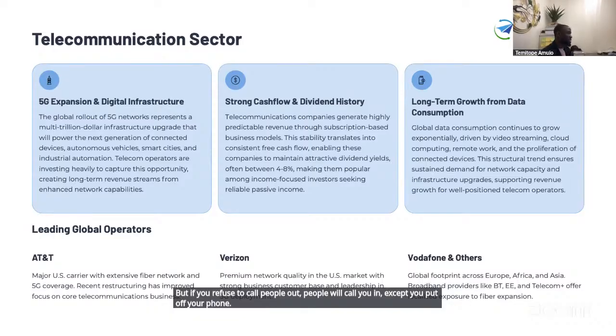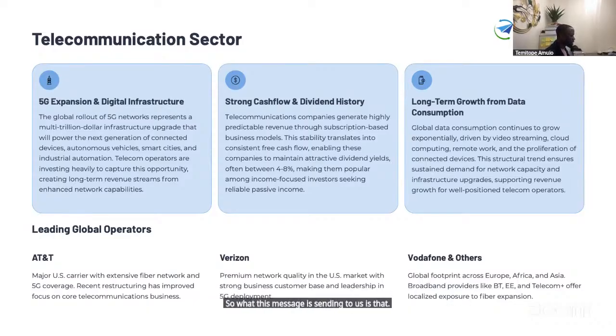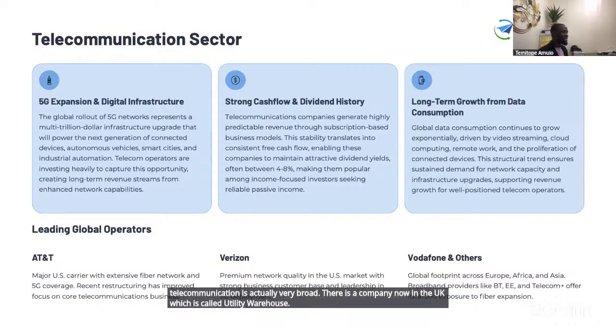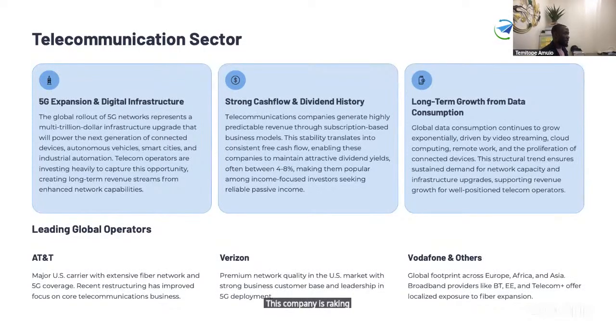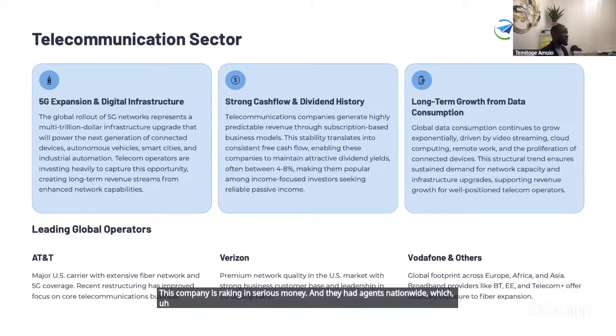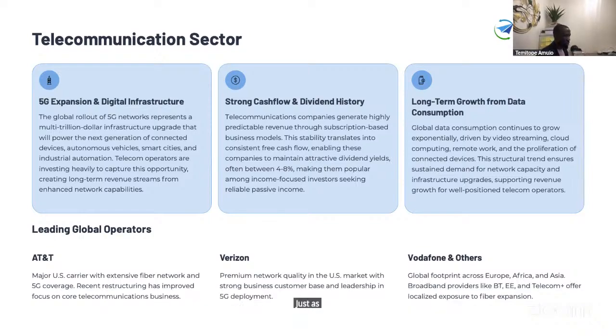So what this message is sending to us is that as we begin to explore investments into energy and telecommunication, telecommunication is actually very broad. There is a company now in the UK called Utility Warehouse. This company is raking in serious money, and they have agents nationwide, some of whom are earning as much as £7,000 per month just as agents of these companies.